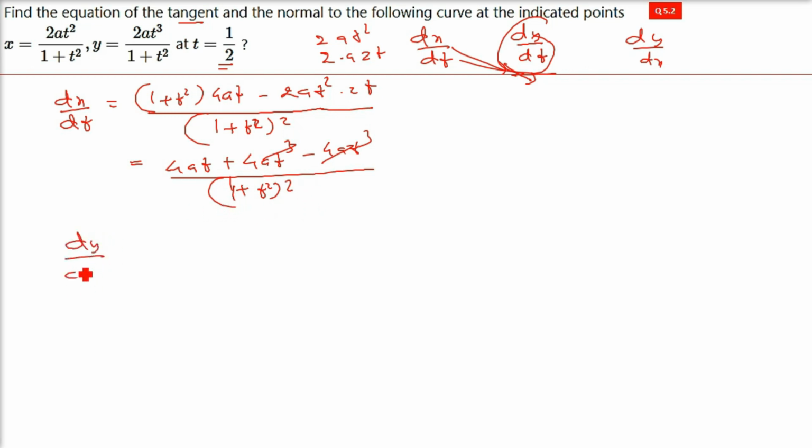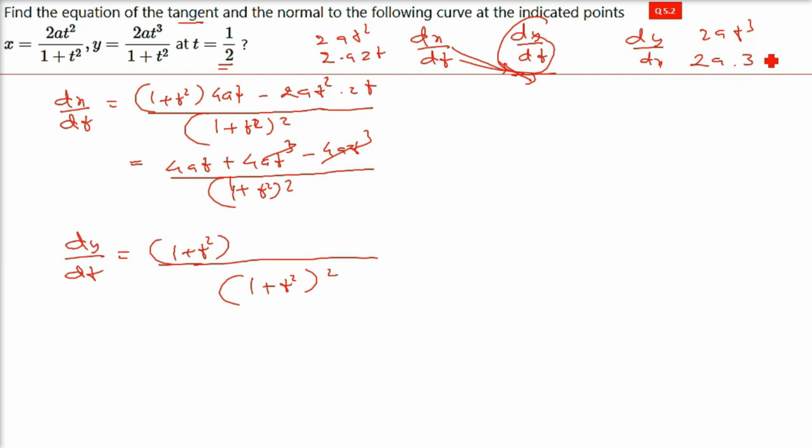Now we'll find out dy by dt. Same thing here, quotient rule. (1 plus t square) whole square will be there, 1 plus t square will be here. Differentiation of 2a t cube will be 3t square, so 2a into 3t square. It will be 6at square. 6at square. Then you have minus.